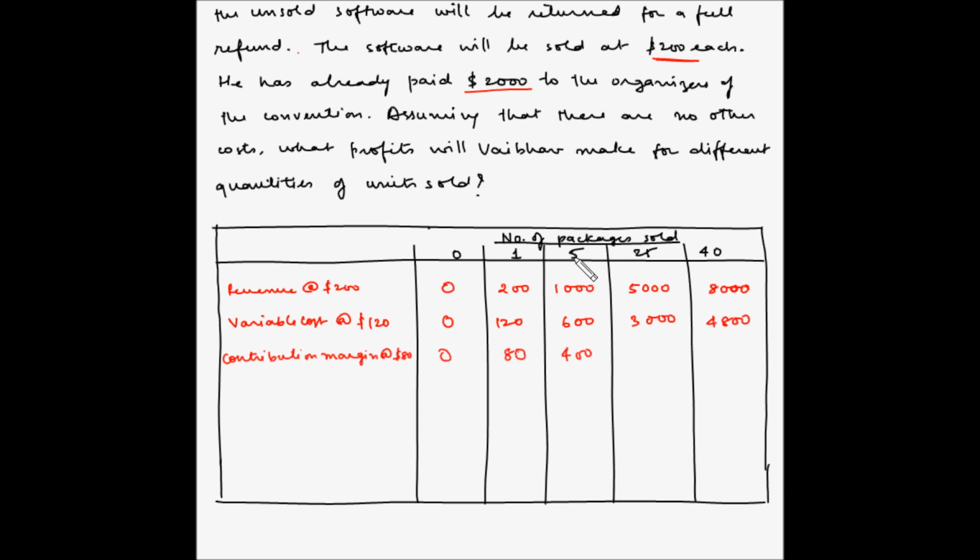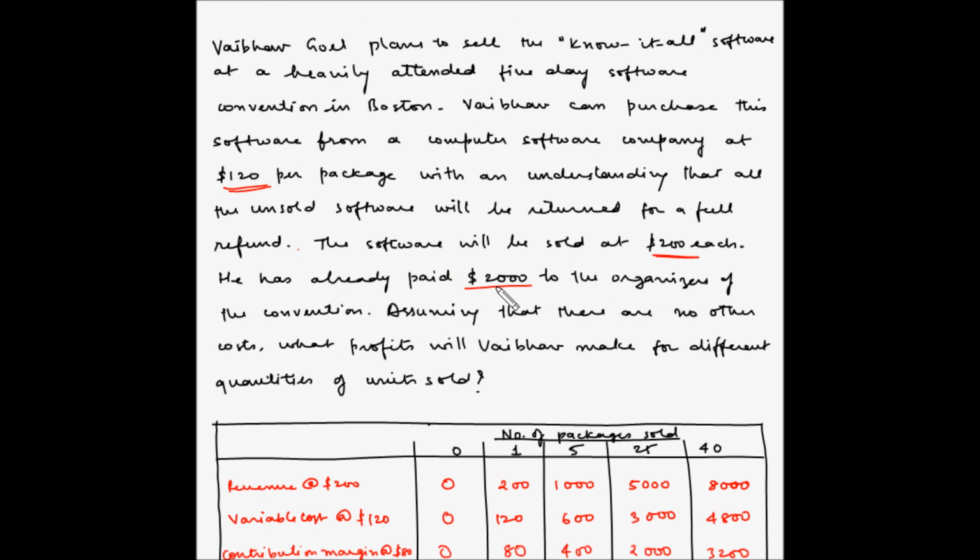I mean, we can either multiply this 5 with 80, or we can simply subtract the variable cost for 5 units from the revenue for 5 units. So 1000 minus 600 is 400. Similarly for 25, 5000 minus 3000, which is 2000. For 40, 8000 minus 4800, which is 3200. Now this contribution margin will be initially contributing towards paying for the fixed cost, and then once the fixed cost is recovered, then it will start contributing to the profit.